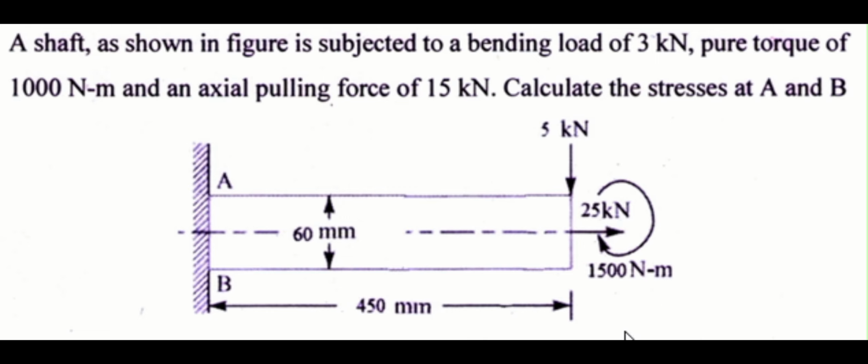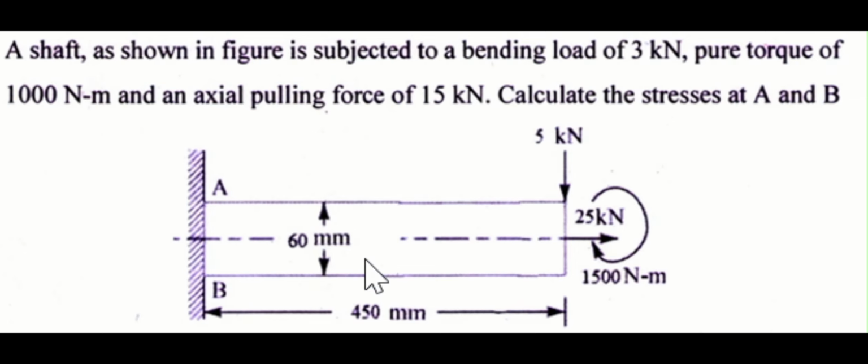bar is 60 mm. The diameter is given as 60 mm. So we have to find the stresses at A and B. That means the top and bottom portion of this shaft.